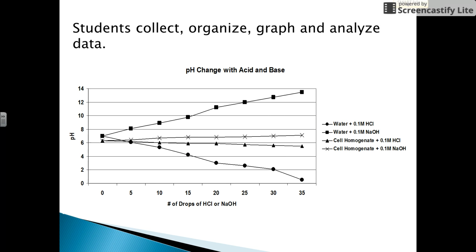After the students collect their data, they again will have the chance to graph and analyze it. This is a sample graph from one of my students' labs. As you can see, there are 4 lines on this graph, and students are going to need help with setting up their graph.